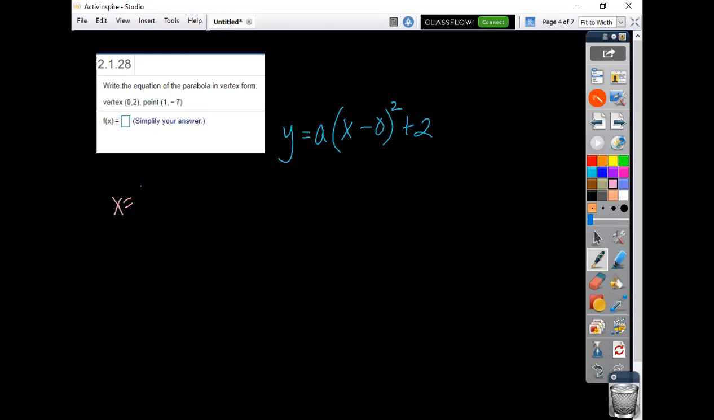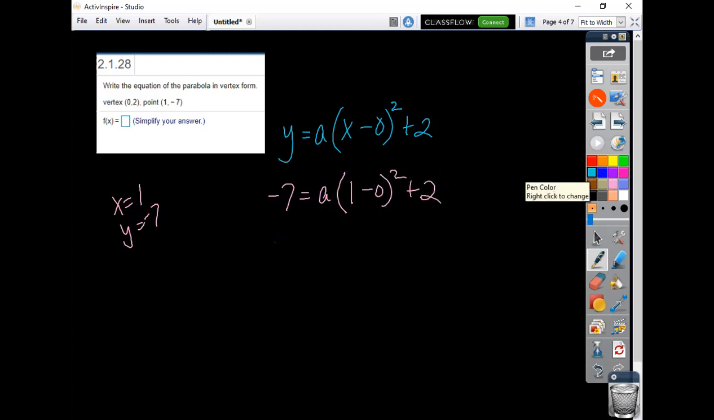So we know x is 1 when y is -7. So we're going to plug those in their corresponding spots. Negative 7, a times x, which is 1, squared, and that plus 2 sitting out there. So simplify that. 1 squared is going to be 1. Leave that off if you'd like. Subtract that 2 over, and we'll have a be -7.